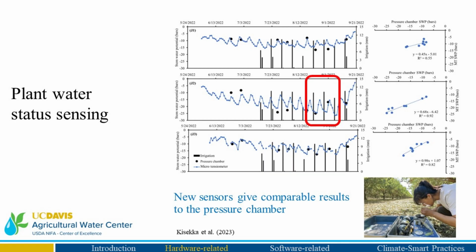And we have compared these in actual field conditions. And down there is one of my students using the traditional old technique with what we call a pressure bomb. And you can see that the scientific benchmark, which is the black dots, and the blue curves, which are the new sensors, actually give comparable data. Okay? Farmers now can sit on their computers or their phones and watch how their plants are responding to the way they are managing water.